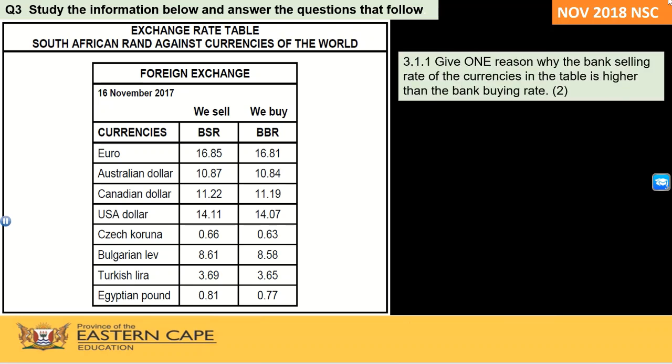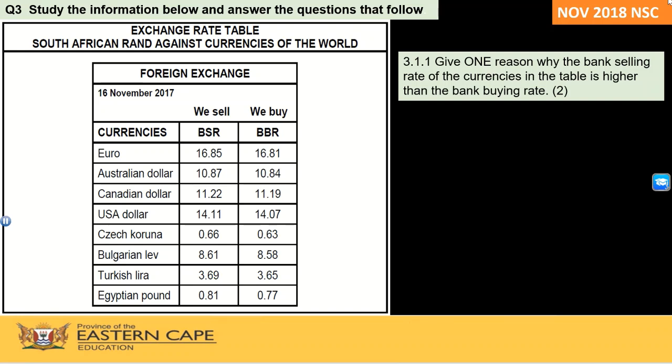Your first question is, give one reason why the bank selling rate of the currencies in the table is higher than the bank buying rate. Now, these questions based on this currency rate sheet you may see are of a slightly different nature. Your examining panel will ask you things in a different way, so that you won't always get the same type of questions in question 3 in your exam paper.